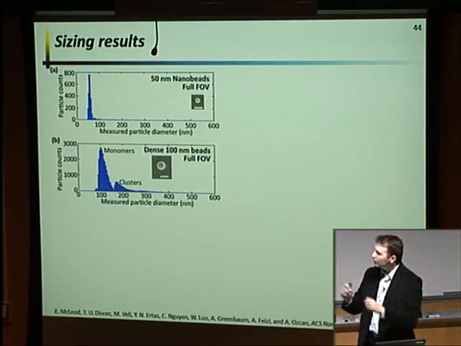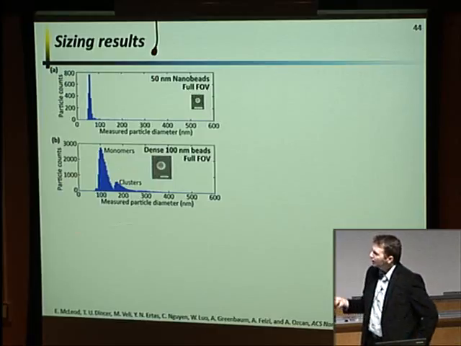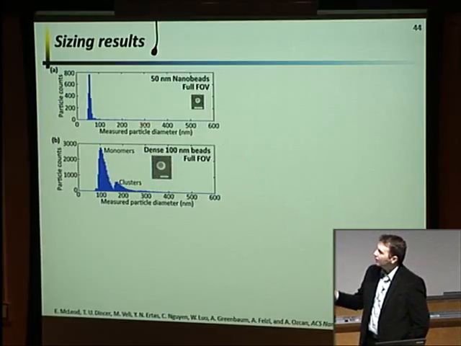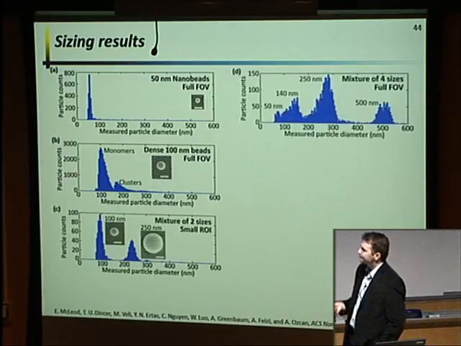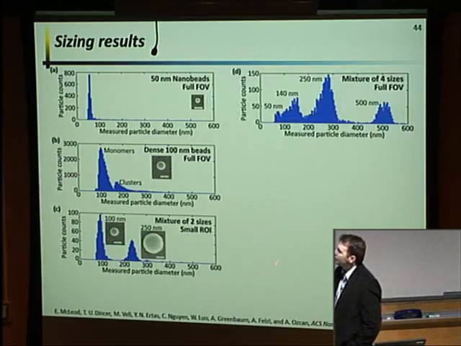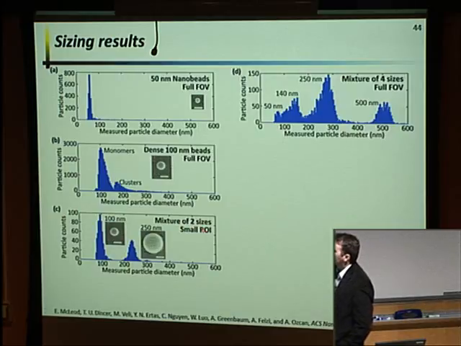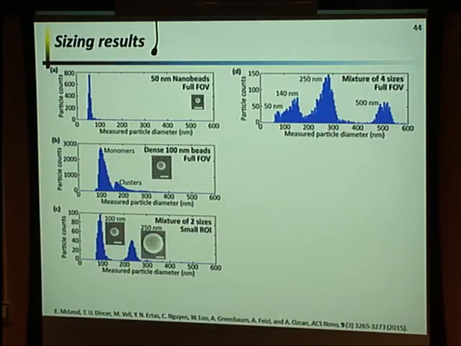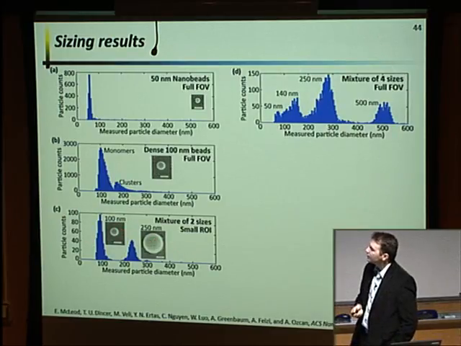And they happen to be so close that sometimes we're picking up clusters. But you can see we're getting this peak at 100 nanometers, and we can image a very large number of particles. Another example is looking at two different sizes. So this is a heterogeneous mixture of 100 nanometer particles, 250 nanometer. This is a mixture of four different sizes.